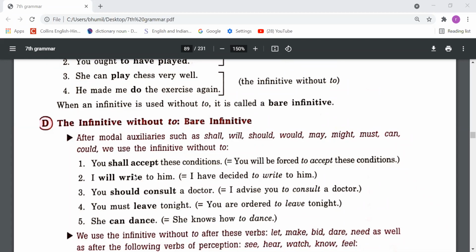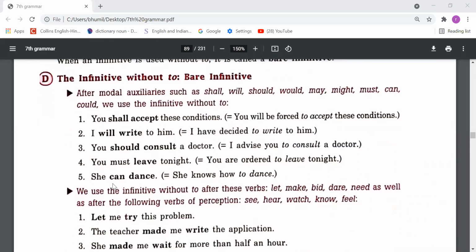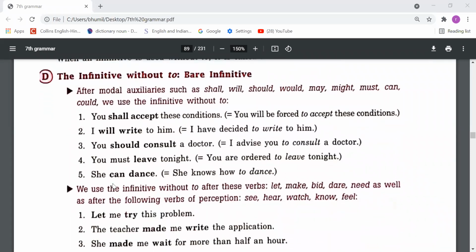जैसे you shall accept these conditions, you will be forced to accept these conditions. I will write to him, you should consult a doctor, you must leave tonight, she can dance. So you can see that these are the modal auxiliary verbs like shall, will, should, must, can. After that we have used the bare infinitive verbs, right? So first rule we have to understand this. After the modal auxiliary verbs we use those verbs that are called bare infinitive verbs.